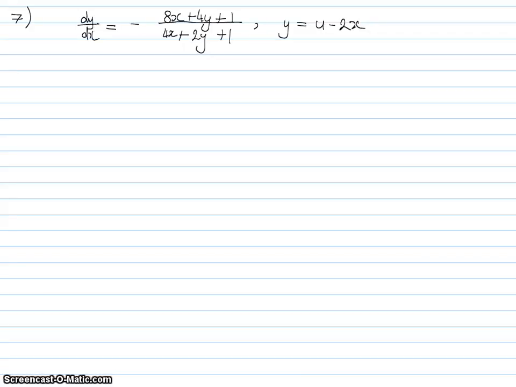Question 7 asks us to solve this differential equation given the substitution y is equal to u minus 2x. So we're used to what we have to do now. We're going to try and eliminate one of the variables and change dy dx into du dx and then solve. Again, also, it's useful to note here that u is equal to y plus 2x.